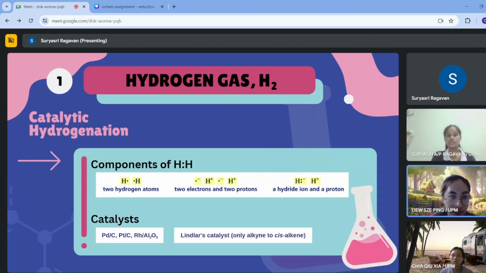In hydrogen gas, there's a reaction called catalytic hydrogenation. Its components are two hydrogen atoms, two electrons and two protons, and also a hydride ion and a proton. While the catalysts are platinum, palladium, and also Lindlar's catalyst, that is only used for alkyne to cis alkene.